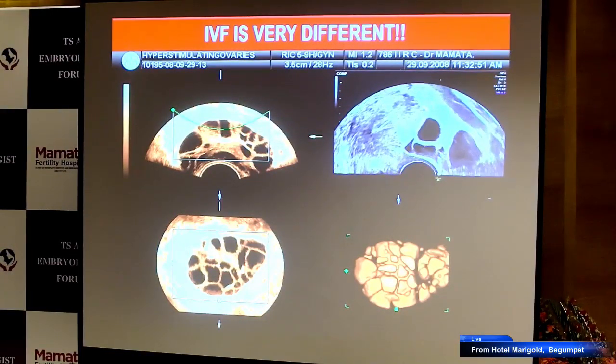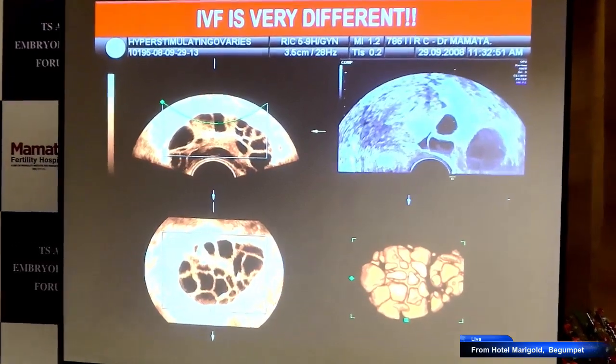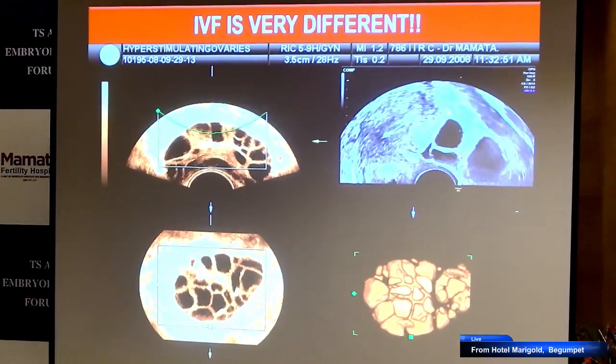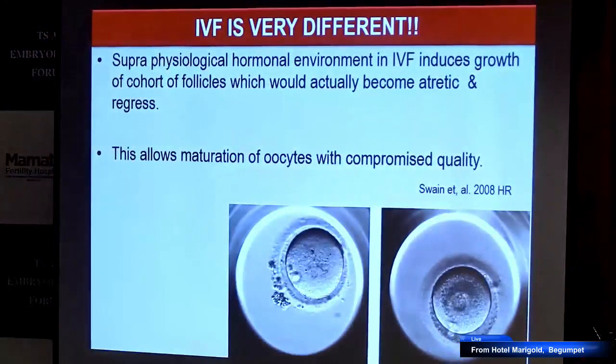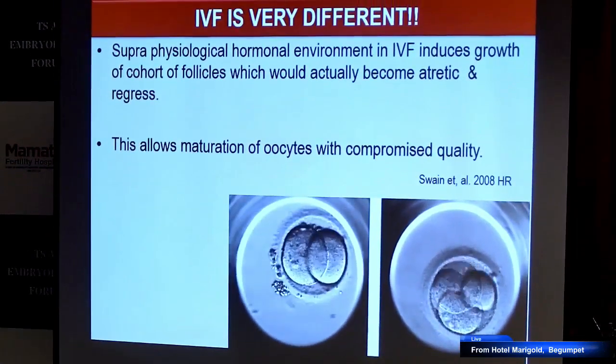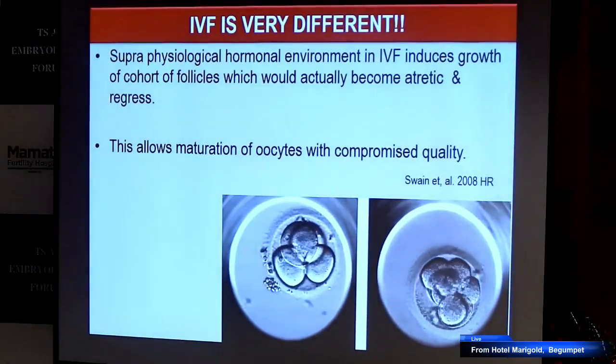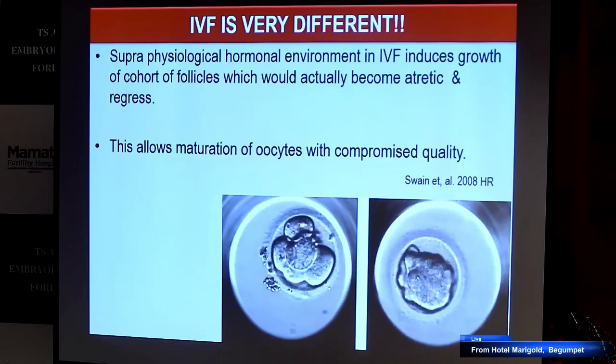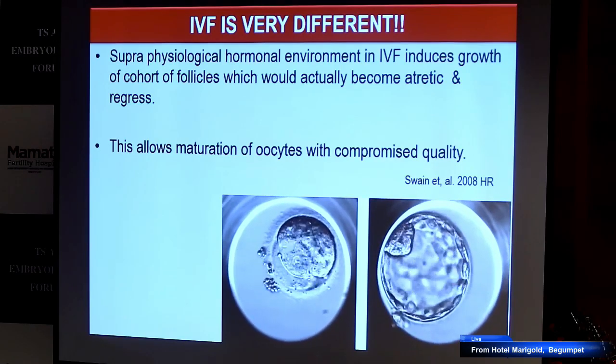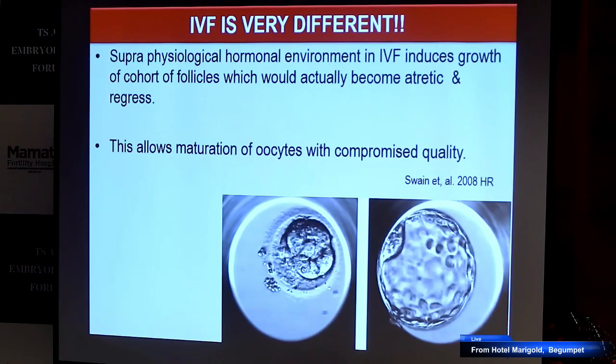We are getting a huge number of follicles growing in a uniform cohort. The sensitivity of some of these follicles to FSH varies from others, and therefore you have a cohort which is growing forward in this supraphysiological hormonal environment, which induces growth instead of atresia, and that allows maturation of oocytes with compromised quality.